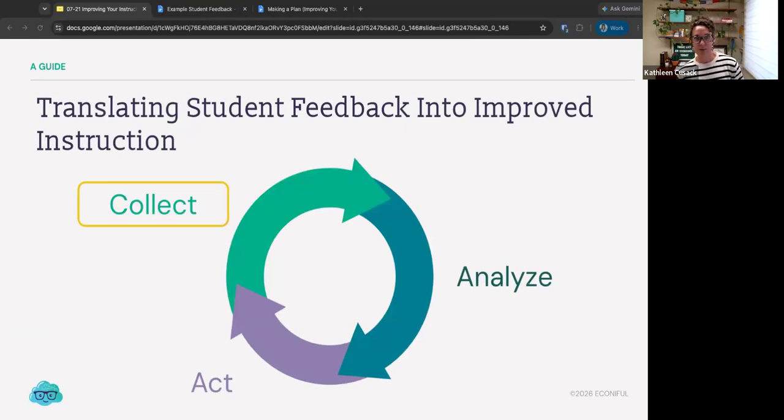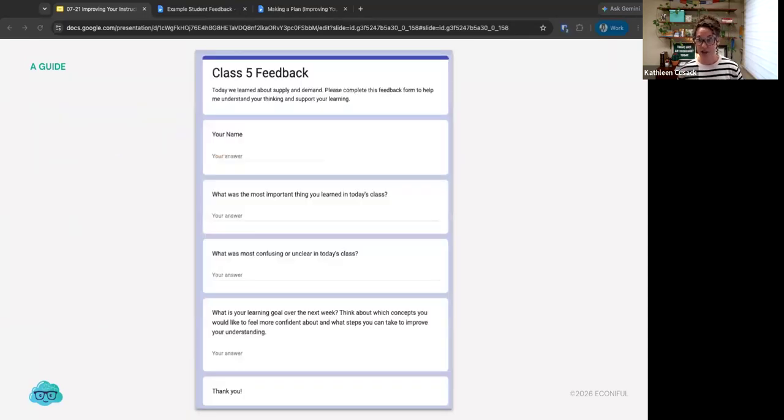And then during that collection process, you can see the form that she used. It's very short. She did collect student names, and that allowed her to follow up with individual students as needed. And then she addressed common confusions and misconceptions with the whole class. And I'll show you that in just a moment. Collecting data anonymously might make more sense in other contexts. Just it's going to depend upon what your purpose is. So in case it's hard for you to see, the questions she asked were, what was the most important thing you learned in today's class?